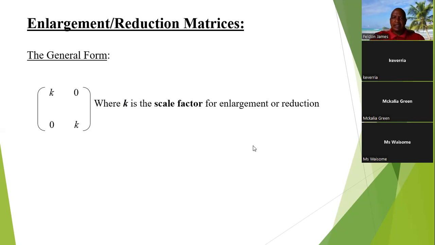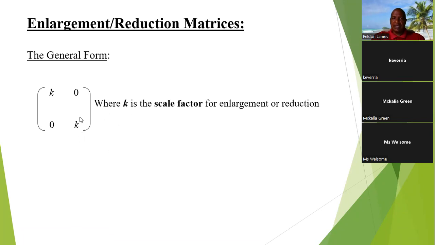Is that clear, guys? So for the enlargement matrix, this is the general form. What you need to do is just remember that the K's run along the diagonal. And so if you're doing an enlargement, you just choose a value for K that you're going to enlarge it.